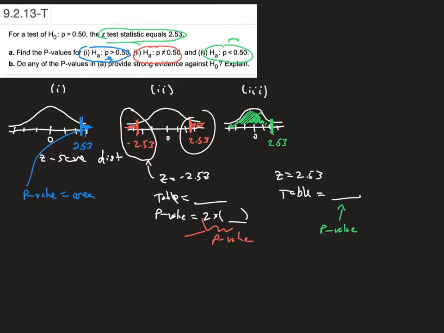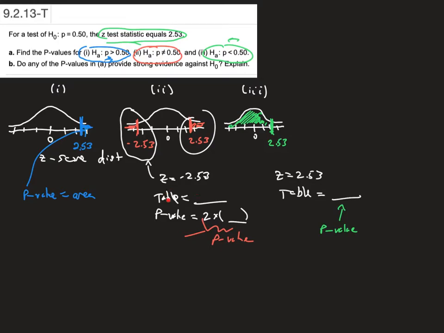The blue one is the hardest one because the shading goes the wrong way, but notice that the amount of shading to the right of 2.53 is exactly 1 minus the amount shaded to the left of 2.53. So if I do this one first, then the amount of blue area over here is just 1 minus the amount of green area. But also, the amount of red area I have here is equal on both sides.